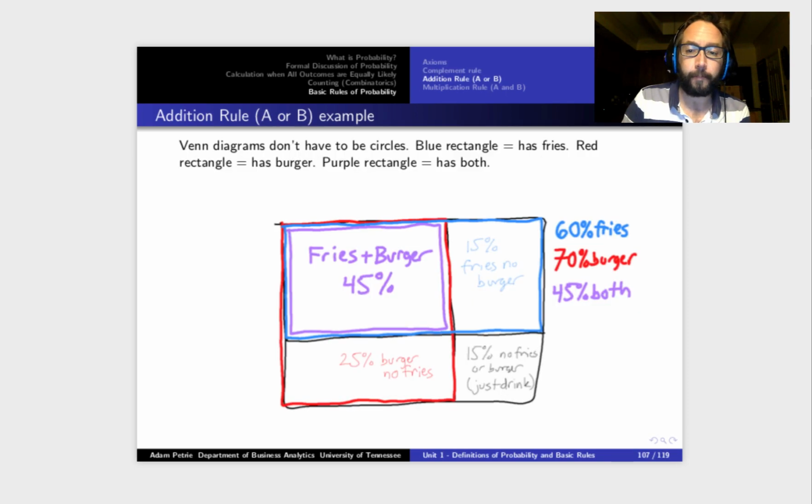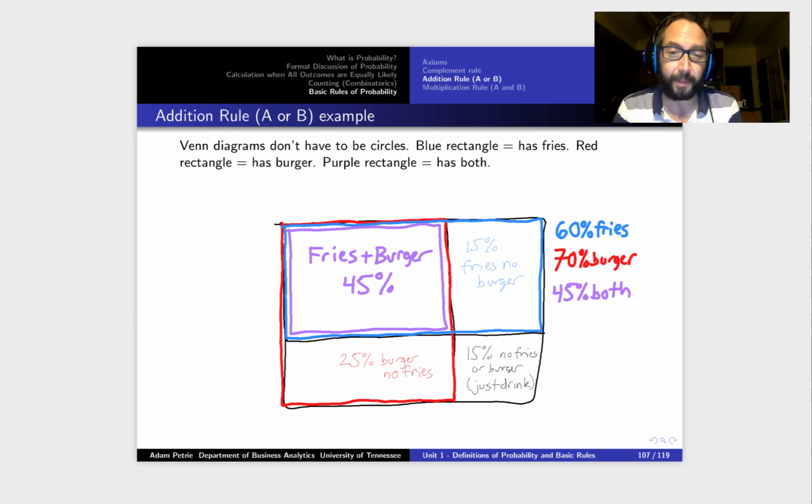Kind of cool. If you want to see this with a Venn diagram, well, Venn diagrams don't have to be circles. You can come up with any shape that you want. Here, what I've done is I've drawn the sample space, kind of a very crude black rectangle, and then I've just cordoned off areas of the sample space corresponding to different events. So one thing that I did is I drew a blue rectangle to represent the 60% chance that an order has fries, and I've drawn a red fence to represent the 70% of orders that have burgers, not to scale necessarily. I know that 45% have both, so I have them overlapping with an area of 45%, and that allows me to fill in the rest of the pieces.